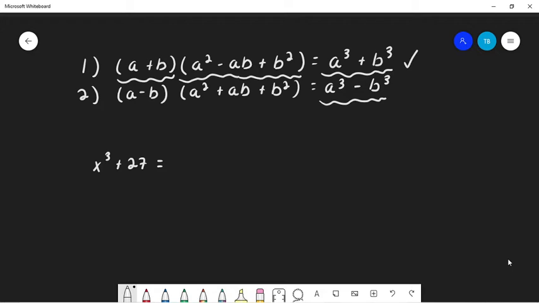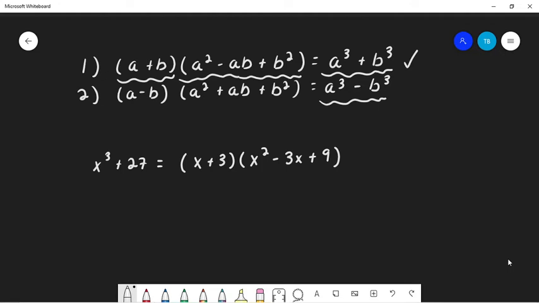Okay, so we'll start with the binomial. Again, the binomial is just the sum of A and B, so it would be x plus 3. And then the trinomial would be the A, or in this case x squared, minus 3x plus 3 cubed, which would be 9. And then we're done. So that's easy enough. The factors of x cubed plus 27 would be x plus 3 and x squared minus 3x plus 9.